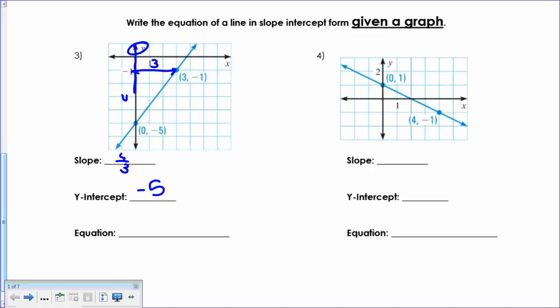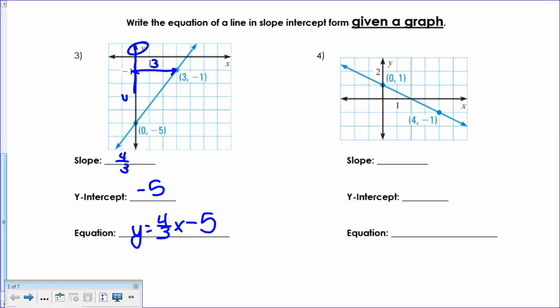So again, if I have the slope and the y-intercept, I can write the equation as y equals 4/3 x minus 5. I've got the two pieces that I need to write the equation. Okay.